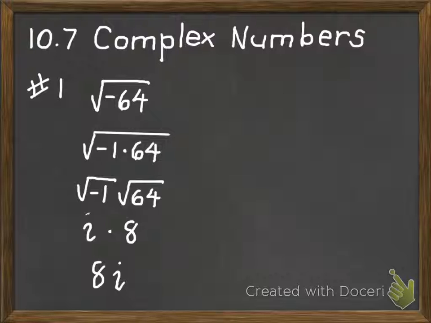Then using the product rule for radicals, we break it down into the square root of negative 1 times the square root of 64. And the square root of negative 1 is defined as i, that's the smallest imaginary number, times the square root of 64, which is 8. And we usually write the number coefficient first, just like we would write 2x, we write 8i.